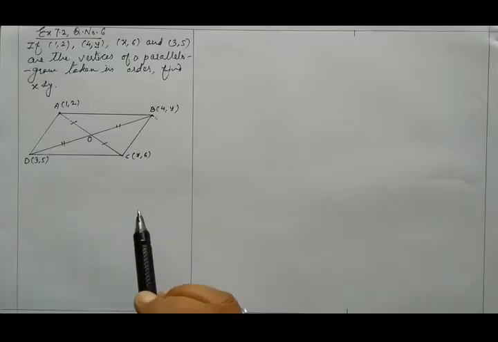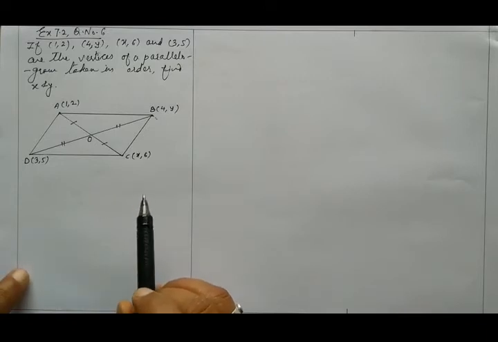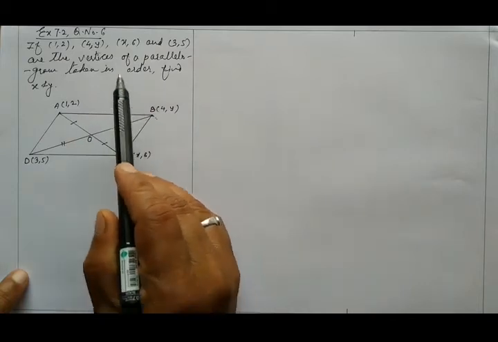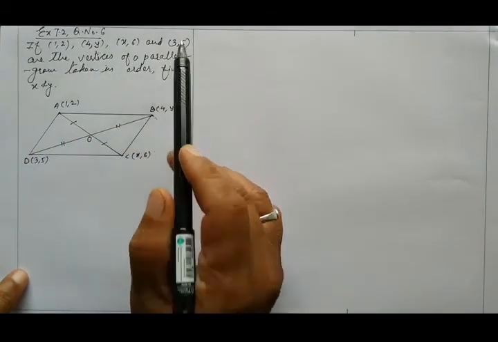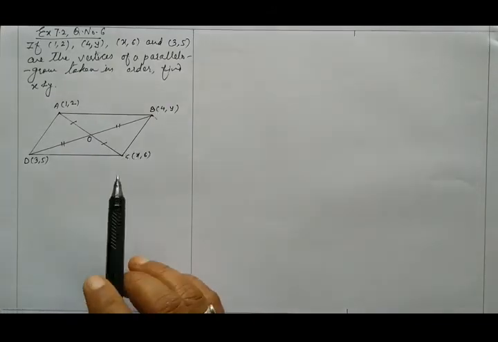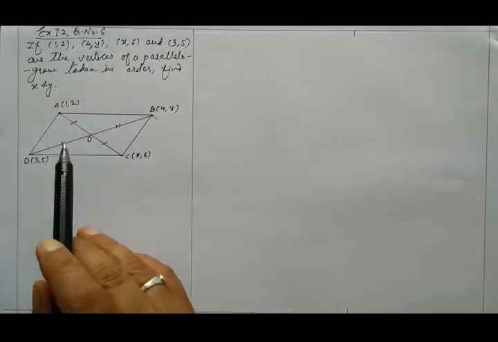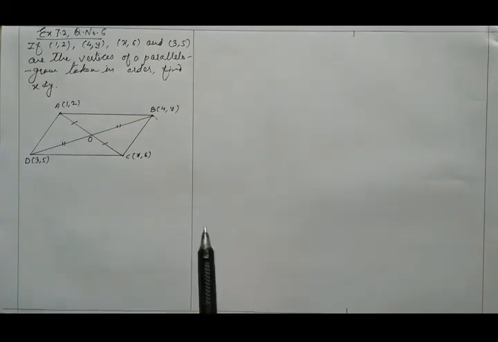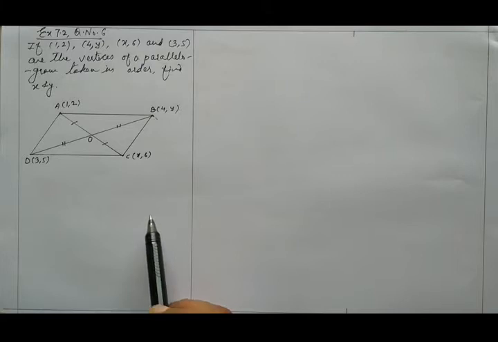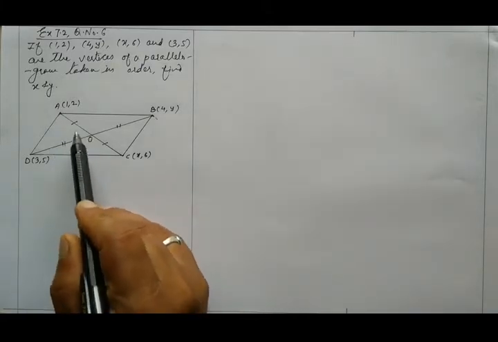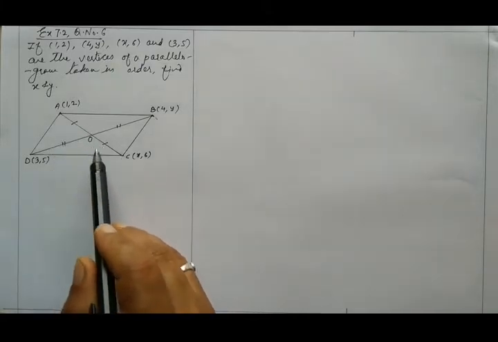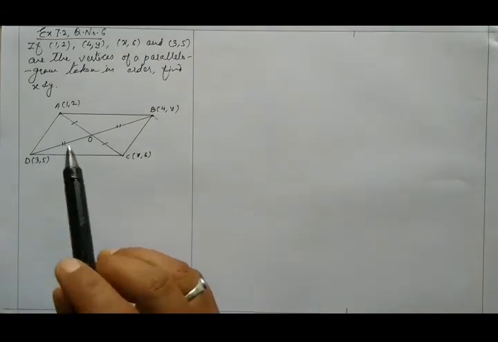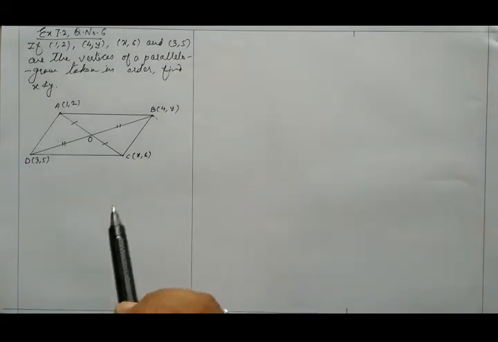Let us discuss question number 6 of exercise 7.2. If (1, 2), (4, y), (x, 6) and (3, 5) are the vertices of a parallelogram taken in order, find x and y. So here is the parallelogram I have drawn, and we know the diagonals of a parallelogram bisect each other. So they are bisecting at point O and identical markings are shown. So AO is equal to OC and DO is equal to OB. So O is the midpoint of AC as well as BD.